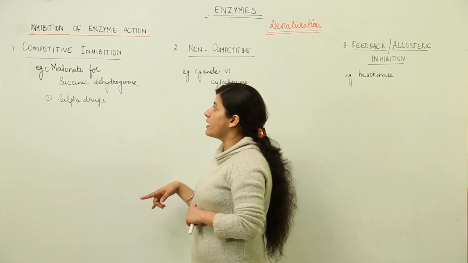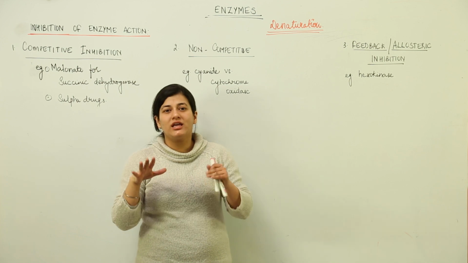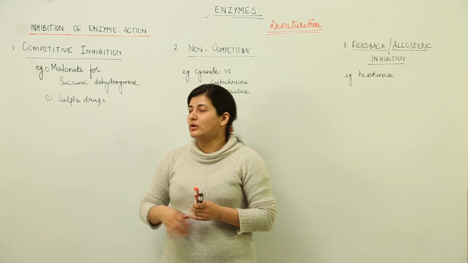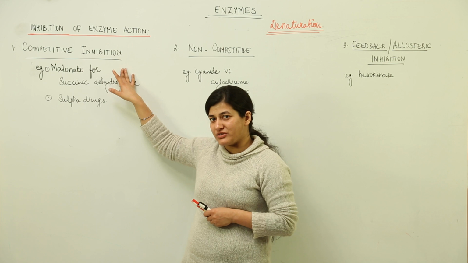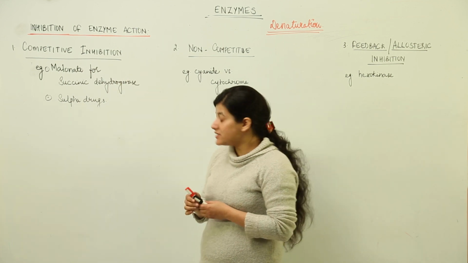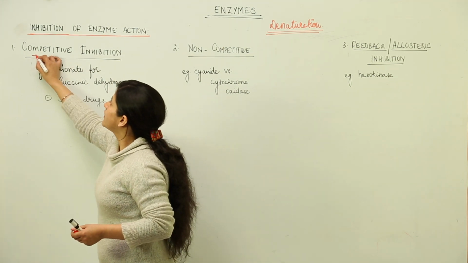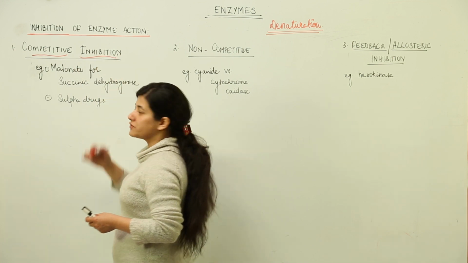Alright, now let's talk about the three types of inhibition apart from denaturation which are responsible for slowing down or stopping the enzyme action. Inhibition means to stop something. So the first one is competitive inhibition. As the name suggests, it is competitive, and inhibition would bring some sort of stoppage.